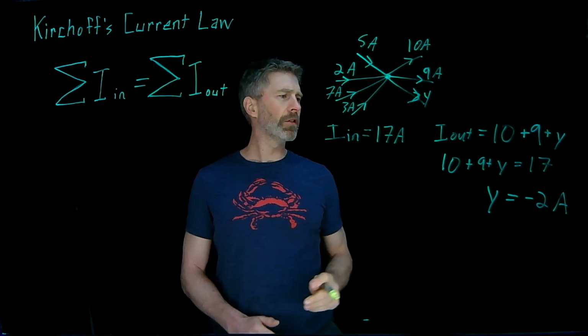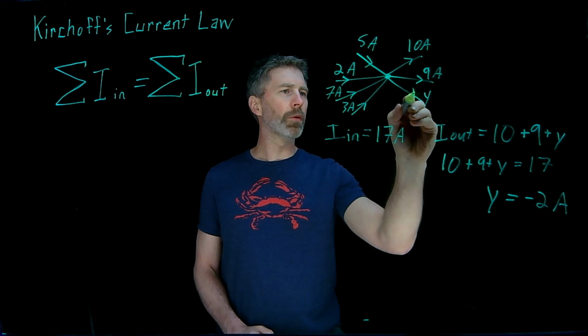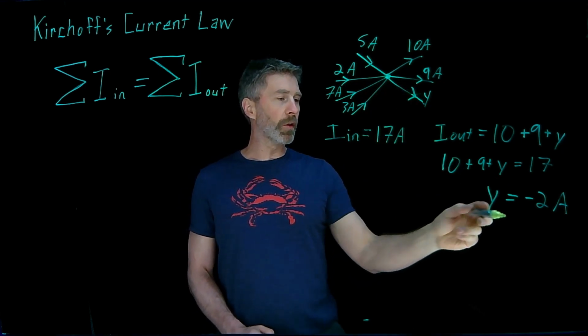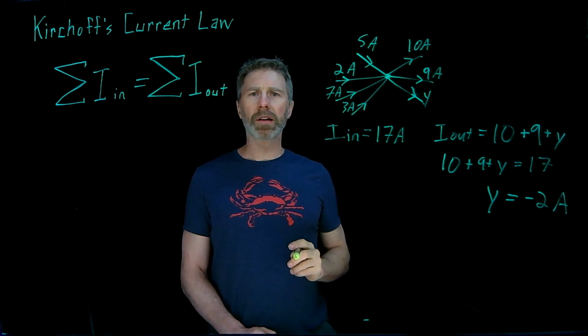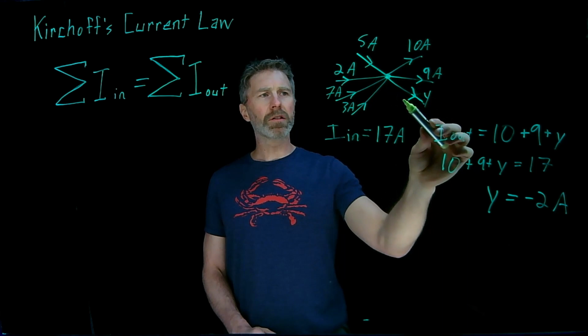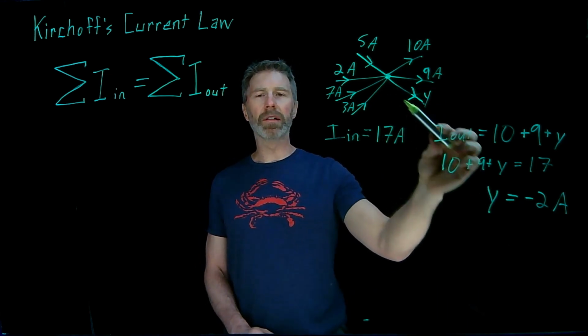This is a totally legitimate application of Kirchoff's current law. We defined current as coming out of this branch, which we've called y, and we've calculated that y is minus 2 amps. What that means is that current is actually going into the node there with a magnitude still of 2 amps. It's just going in that direction.